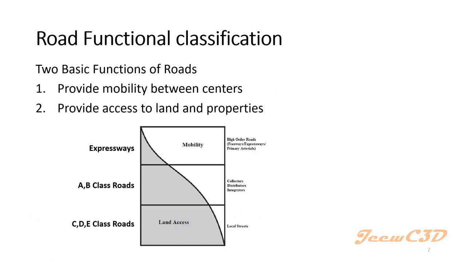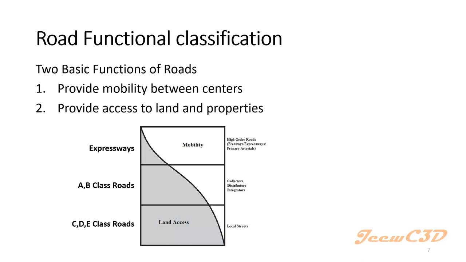Then we will be looking at the road functional classification. So before designing roads, we have to know what the functions of a road are. We have two basic functions of roads, that is, provide mobility between centers and provide access to land and other properties. Provide mobility between centers means it is giving a way to travel between two locations. So if you consider you are traveling from Colombo to Kandy, there are several roads. So we call it mobility.